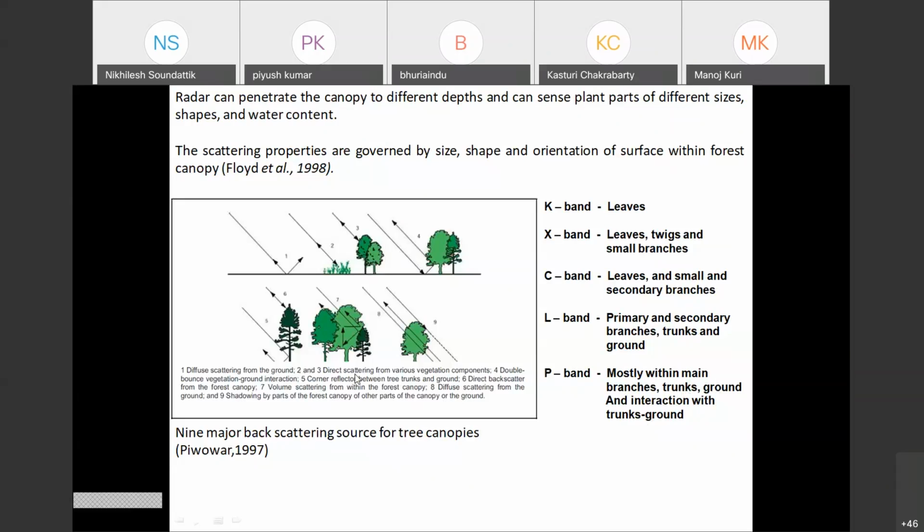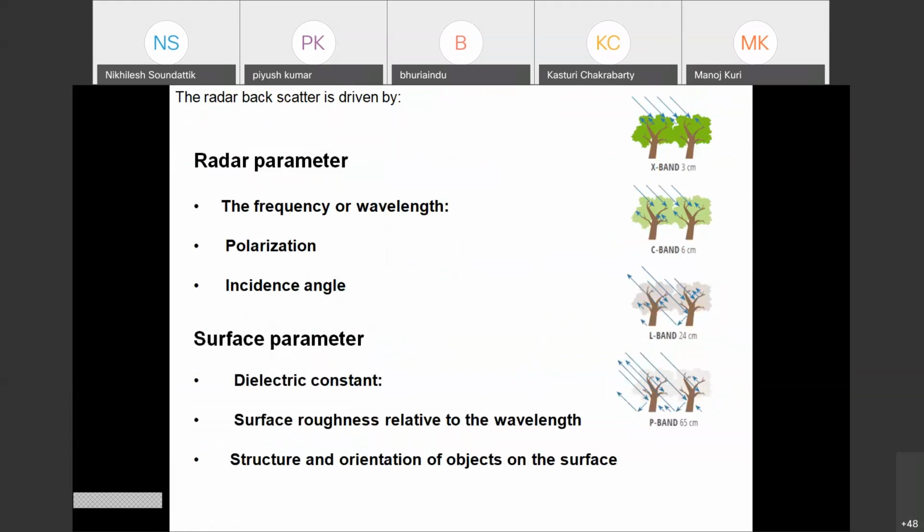from the ground, direct scattering from vegetation components, double bounce, which we will see, and then corner reflection also happening within the forest, which is generally said to happen in buildings and urban areas, but in forest such double bounce and corner reflections are occurring. Then we have volume scattering, diffuse scattering, and so on. There are various scattering components identified within a forest. A combination of all leads to the interpretation of the forest areas.